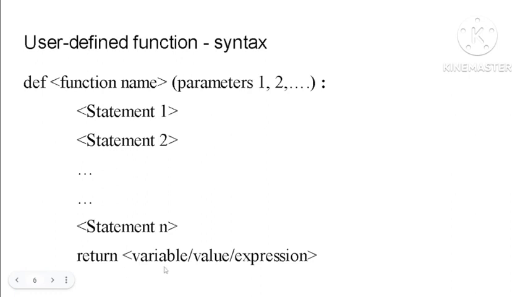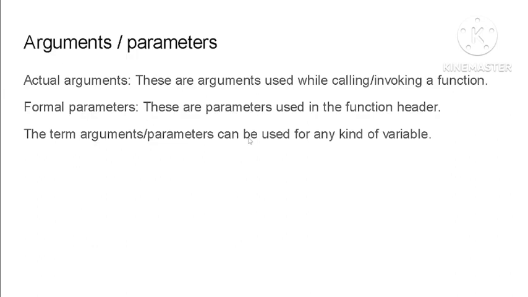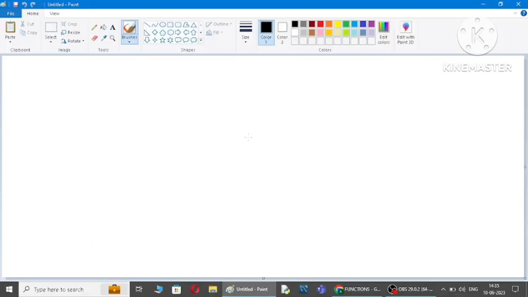That value or the variable should be returned. That should be given as the last statement. Okay. Now let us see an example of how to write a function. Let us write a function to find the sum of two numbers.